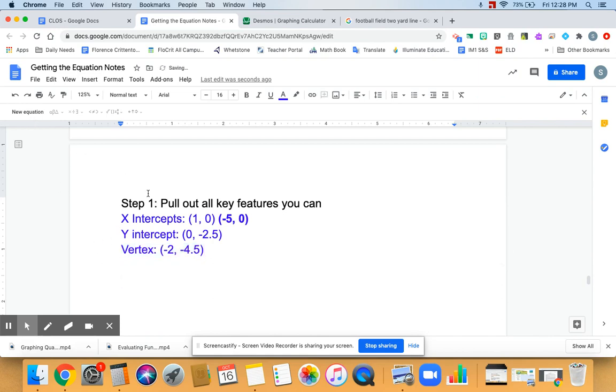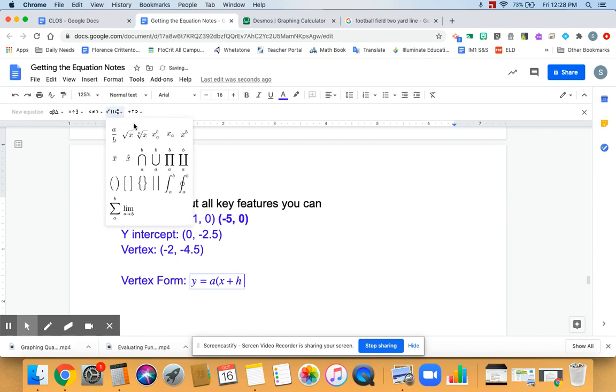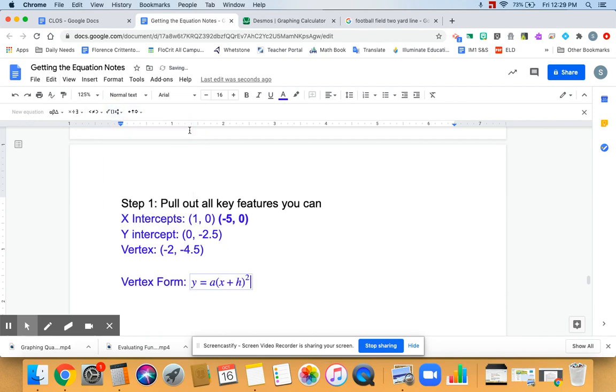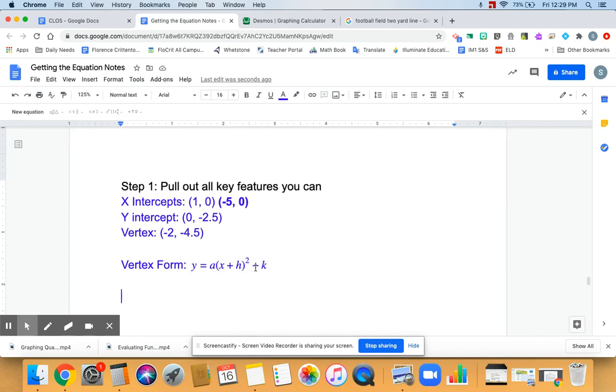So remember, if this is the vertex, to get the equation in vertex form, it's going to be y equals a, parentheses, x plus the h, being squared, and then plus the k. Remember, the easy one's the k. What is k? Is it the x or the y? The k is the y value of the vertex, so I'm going to write minus 4.5 because it's negative.